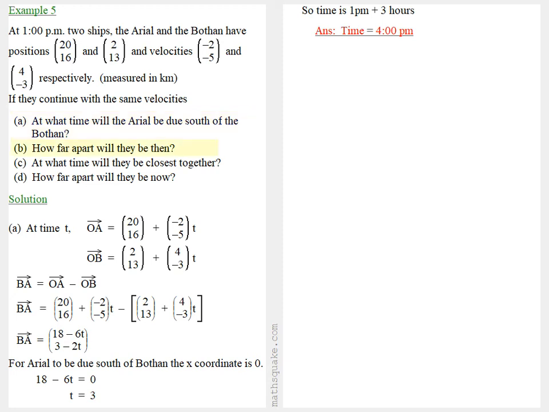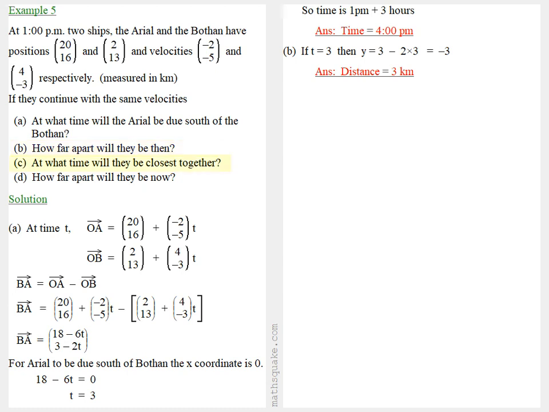In part B we're asked, how far apart will they be then? Now the displacement of A from B will be the y-coordinate of BA. That is 3 - 2t when t is 3. So that is y equals 3 - 2 times 3, which is -3. Now if the displacement is -3, the distance from A to B will be 3 kilometres.